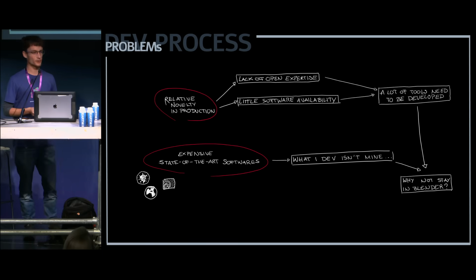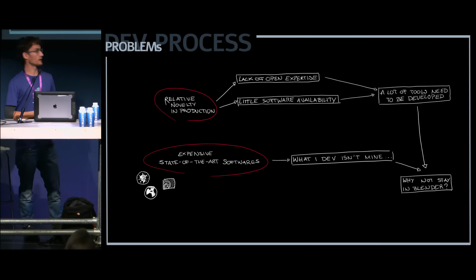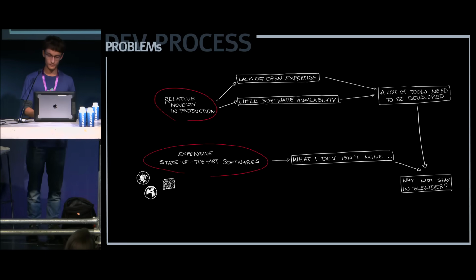But there's a little problem with this motion graphics approach. It's relatively novel in productions, so there's a lack of open expertise and very little software availability, which meant that if I wanted to get into it, I knew I had to do a lot of tool development. On the other hand, it's usually done in very expensive state-of-the-art software. I'm a student right now, and I knew I would develop this over the course of my diploma, so 1.5 years. Afterwards, I don't know where my life is going to go, so I might just work in a supermarket and want to do a film on the side. I wouldn't be able to do that if I stayed in expensive software packages, right? So that's why I decided to stay in Blender as long as possible.